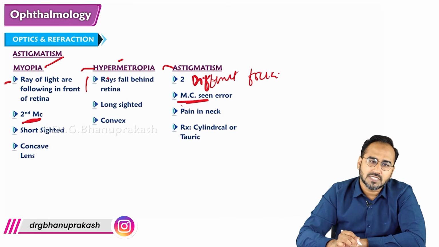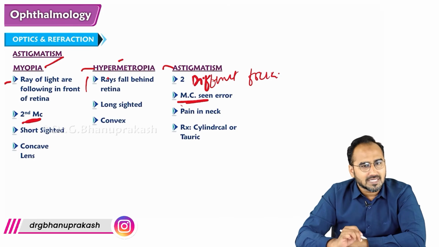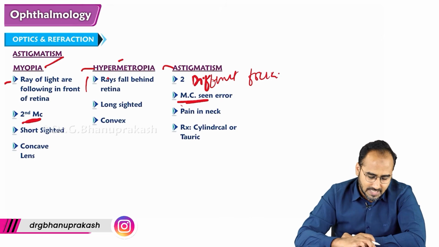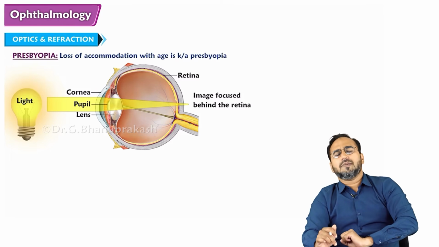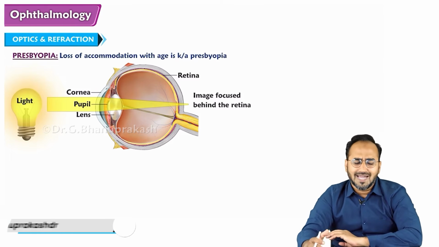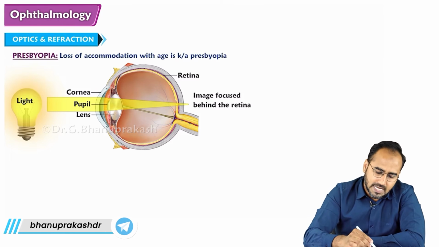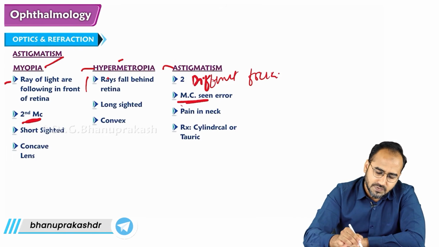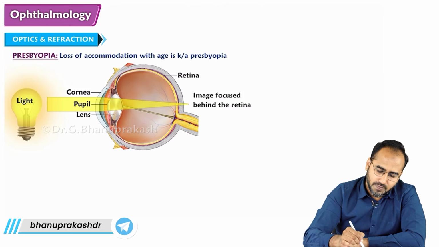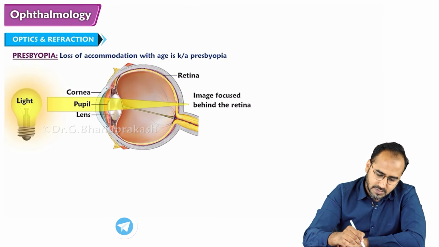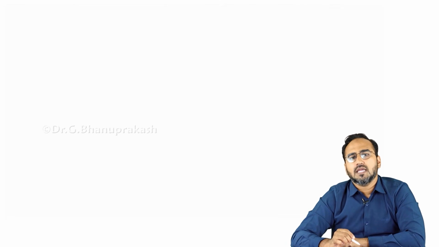For astigmatism, what is the lens that we give? The toric or the cylindrical lenses. That was regarding myopia, hypermetropia and astigmatism. Coming to the last refractive error, that is called presbyopia. Last refractive error, which is called what, guys? Presbyopia. What is meant by the term presbyopia?